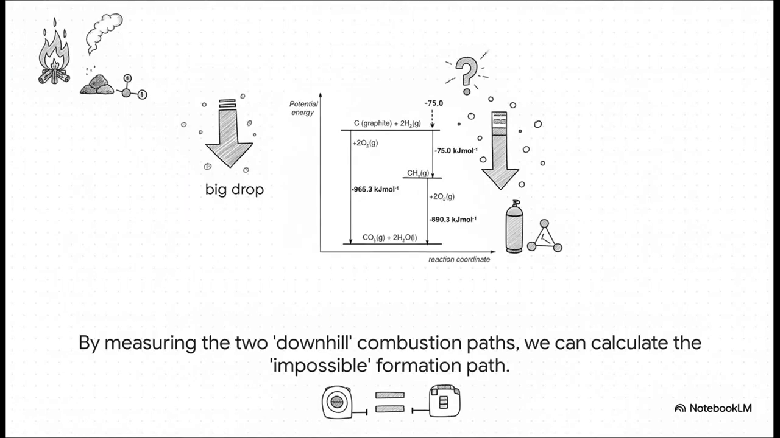This energy level diagram is the real aha moment. Look, the path we want to find is that small step down from the top level to the middle level. We can't measure it, but we can measure the huge energy drop from the very top all the way down to the bottom. That's just burning our starting materials. And we can also measure the drop from the middle level down to the bottom. That's just burning the methane itself. So, can you see it? The energy of our impossible path is simply the difference between those two big drops that we can measure. It's just a bit of clever subtraction.